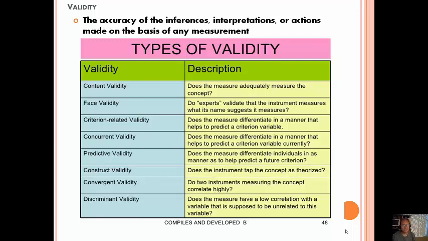Now, the higher the correlation, or the closer to 1, the more accurate the prediction. So the other measure of predictive validity would be, let's say, a career test.